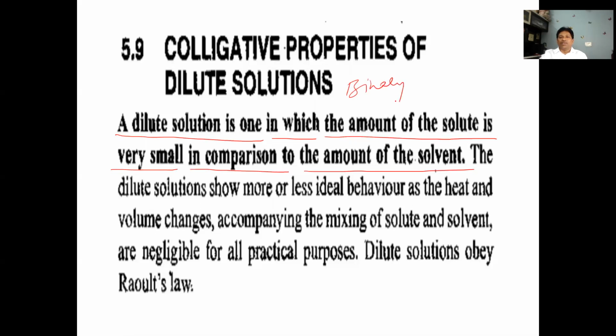In general, a binary solution contains what? A binary solution contains one solute and one solvent. Solute plus solvent. Only two components will be there. If two components are present in a solution, that solution is called a binary solution. If the amount of solute is smaller than the amount of solvent, the solution is given the name dilute solution. Okay, we are discussing colligative properties of dilute solutions.